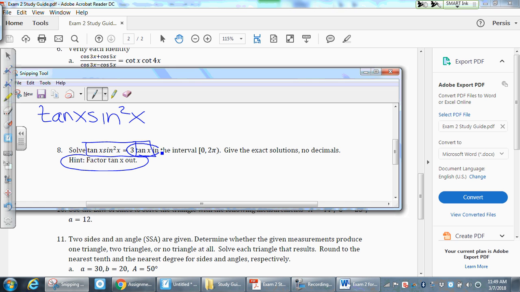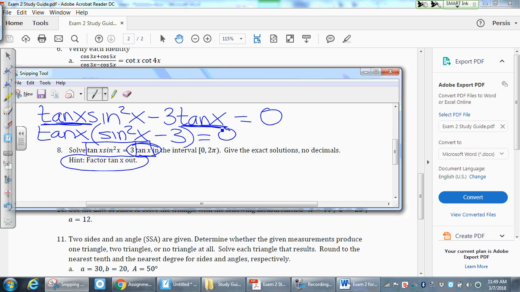So this positive 3 tangent x, move it to the left, it will be minus 3 tangent x. And then the right side equals 0. Now, you follow the hint, which says factor tangent x out because both terms have tangent x. So if we factor out tangent x, we're going to get sine square x minus 3 equals 0, like that. Now, once you have two factors equaling 0, you apply the zero factor property, you take each factor equal to 0, and then solve for x.